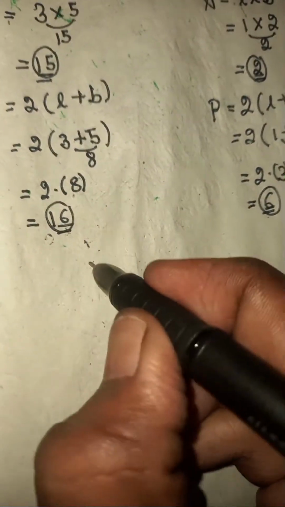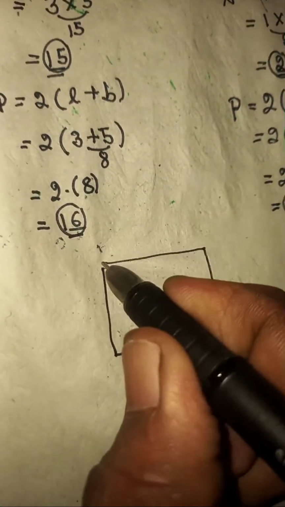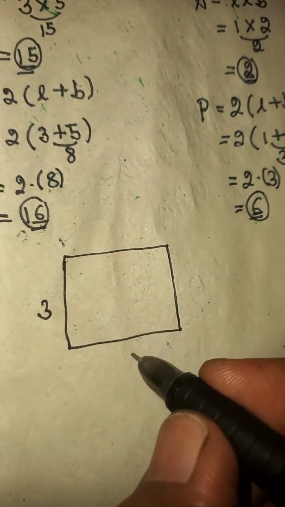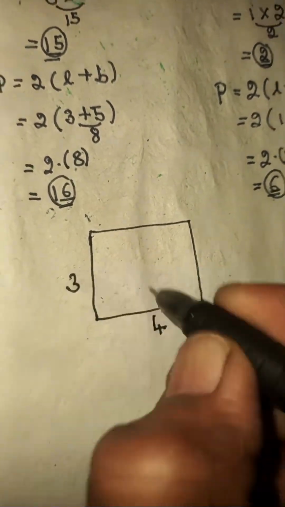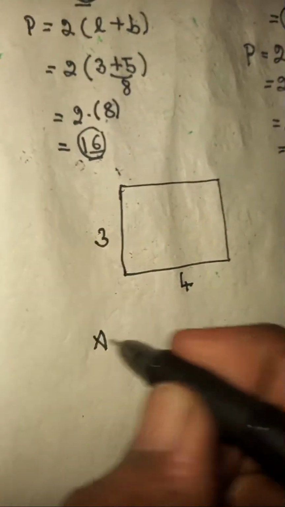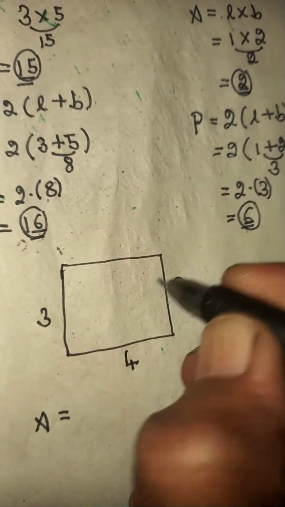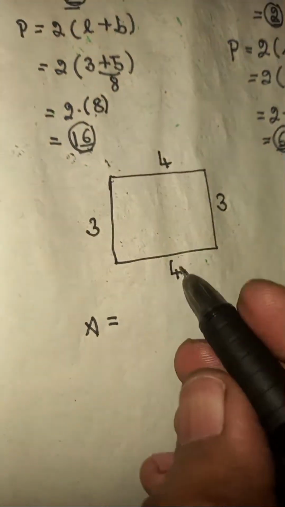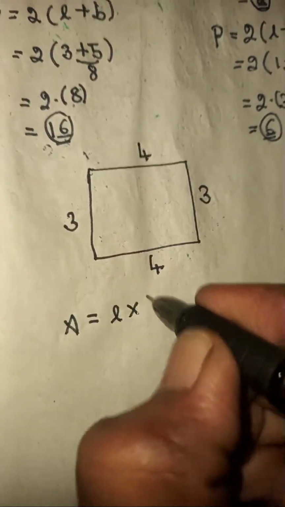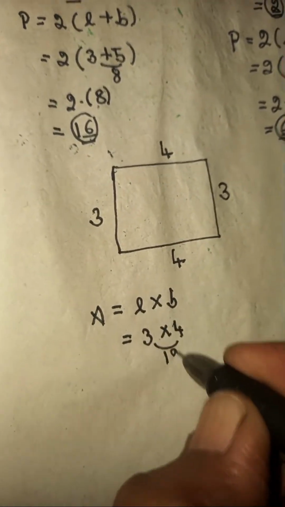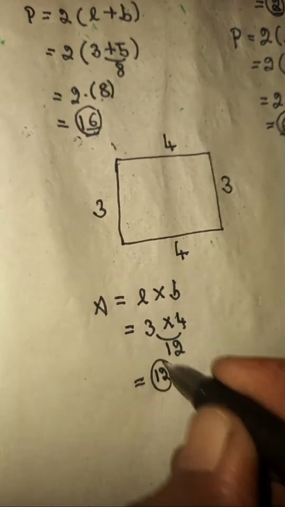Let's take one more rectangle. In this rectangle they have given this side as 3 units and this side as 4 units, that is length and breadth. Now you can find out area. Here also 3 is the opposite side, and here also 4 is the opposite side. Area is length times breadth again, which is 3 times 4, which is 12 square units.